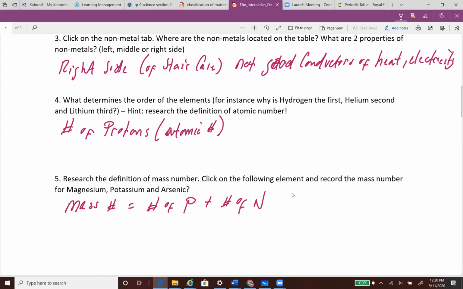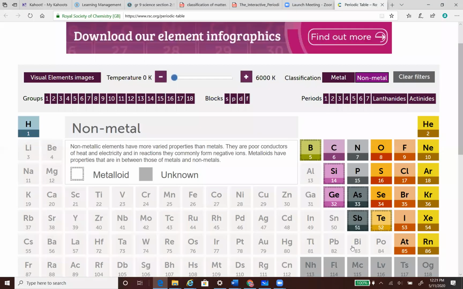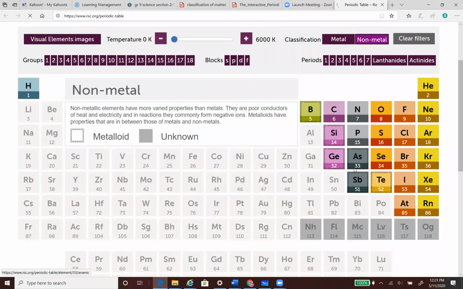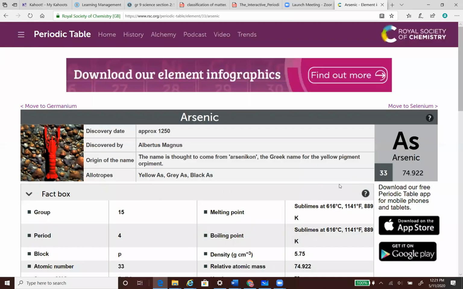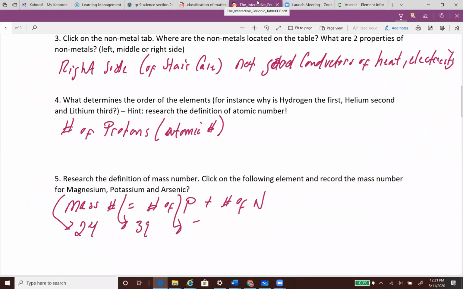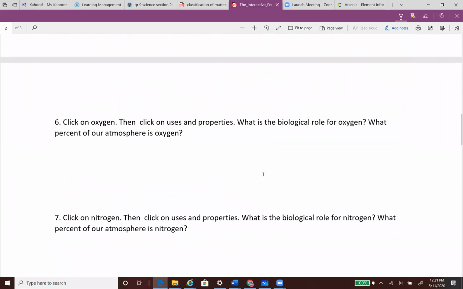Now, what's the mass number for magnesium? If we round it off, magnesium is about 24. Potassium is about 39. And arsenic, I can't remember arsenic, where's arsenic? Right here. If we click on arsenic, its atomic mass is about 74.9, so I'm just going to round it up to 75. So arsenic is about 75. Again, that should all be kind of review.